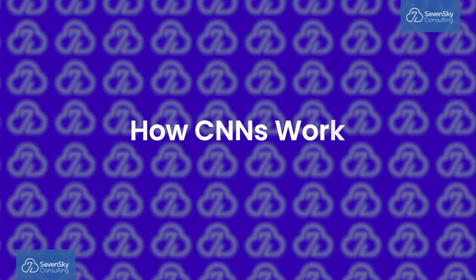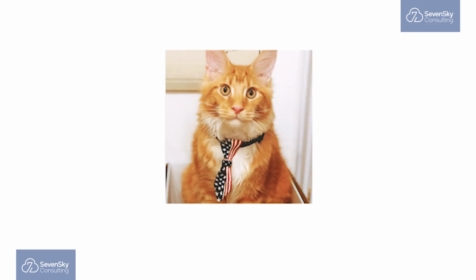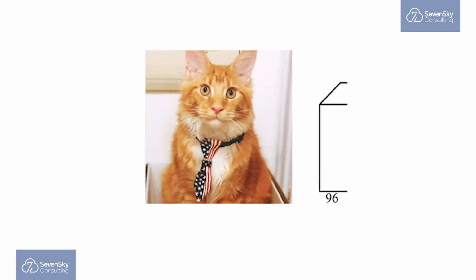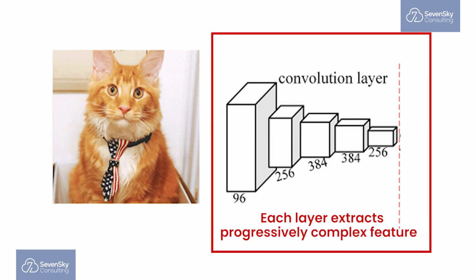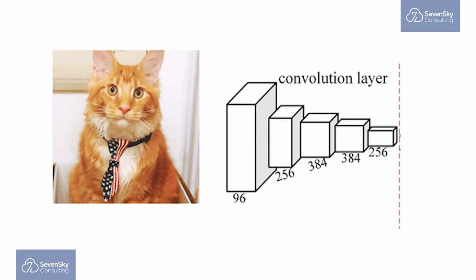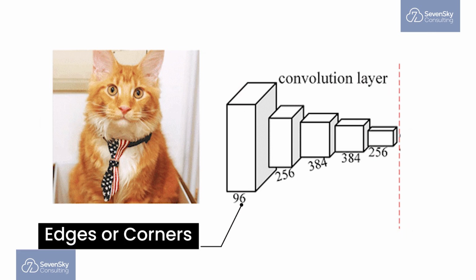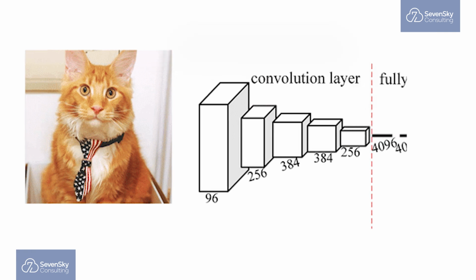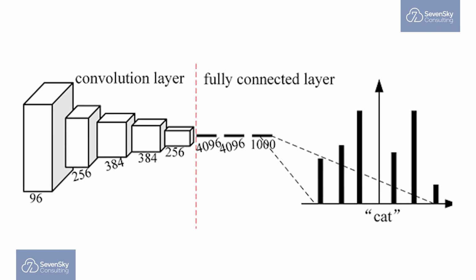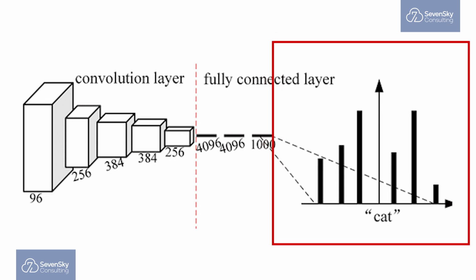How CNNs work. The input, for example, an image, is passed through a stack of convolution and pooling layers. Each layer extracts progressively complex features. For example, early layers detect edges or corners. Deeper layers identify shapes or objects. The fully connected layers use these extracted features to classify the input or make predictions.